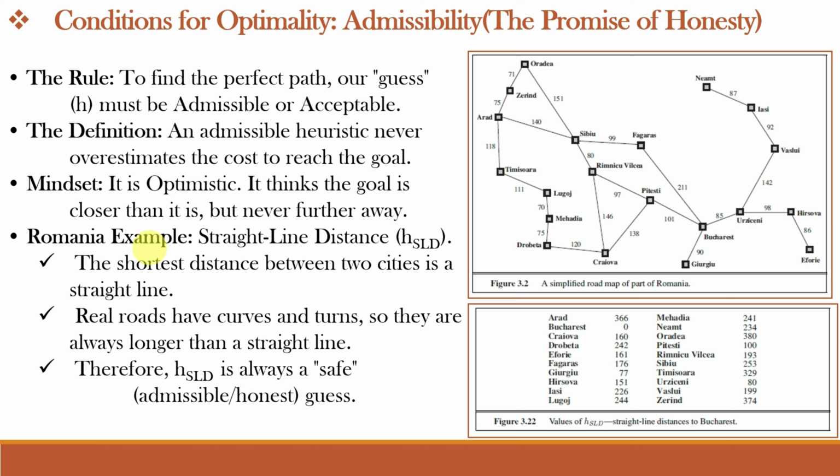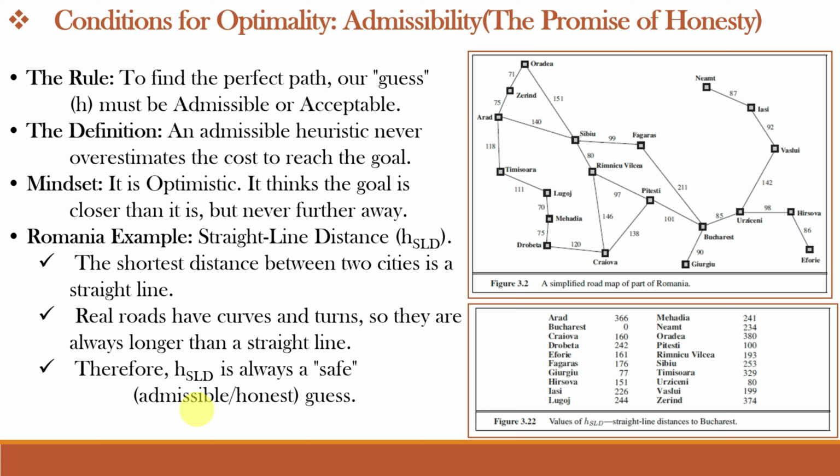Taking the same Romania example, we use the straight line distance as the heuristic. Look at this map. A bird flying from Arad to Bucharest travels in a straight line. But a car must follow the roads, and the roads have curves and turns. Since a road can never be shorter than this straight line, our h(n) is always equal to or less than the real distance.